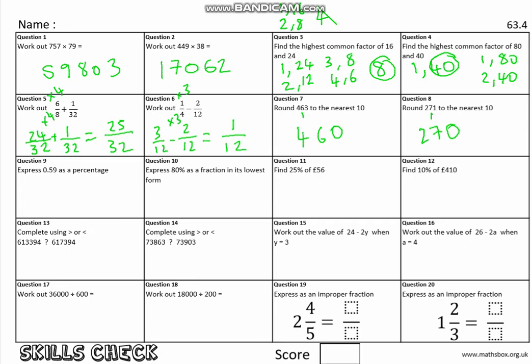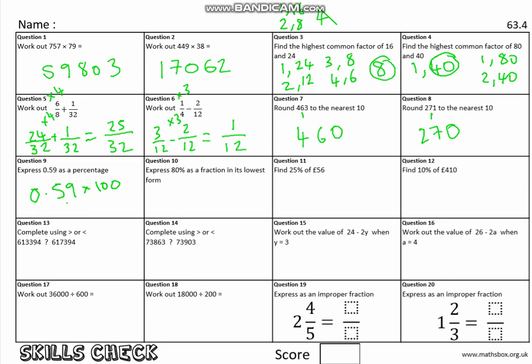Okay, so we've got a fraction here, not a fraction, we've got a decimal, and we want to make it into a percentage. So if I've got a decimal and I want to make it into a percentage, all I have to do is times it by 100, because percentages are out of 100. So if I write 0.59, and then I times that by 100.